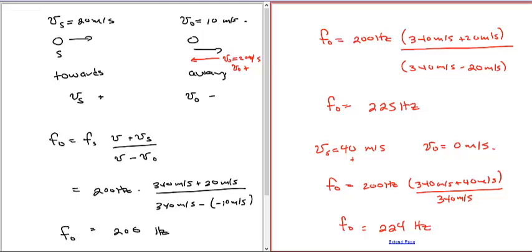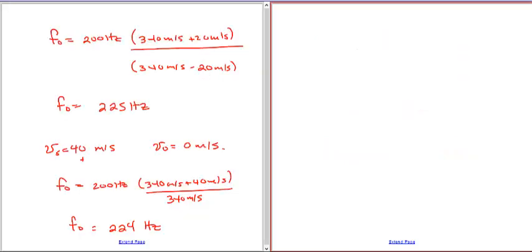So I think that's it for sound. There's the beat frequency. We talked about that. But I guess I'm not going to put anything on the test about it.